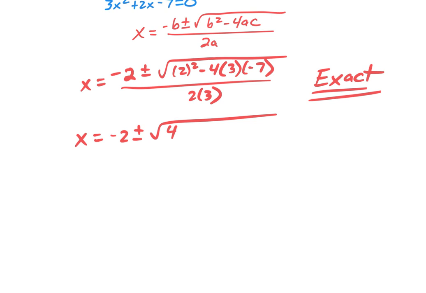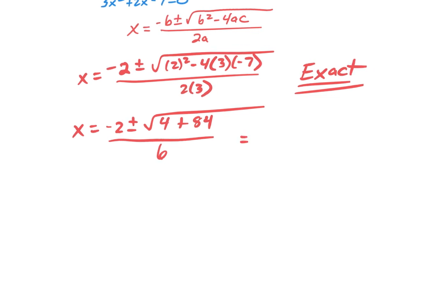So what I'll do here is 4 times 3 is 12. 12 times -7 would be negative, okay? And then this would be 4 minus negative, which would make it 4 plus 84. All over 6. Okay, so we add those two together.